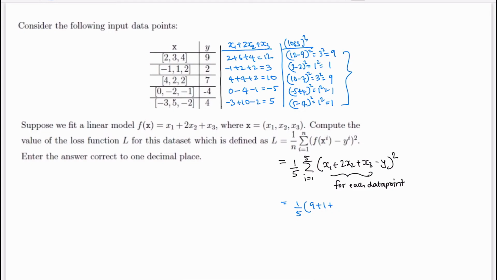Now we have to take the sum of all this. So we have to do 1/5 times (9 + 1 + 9 + 1 + 1), which is 21/5, which is equal to 4.2.